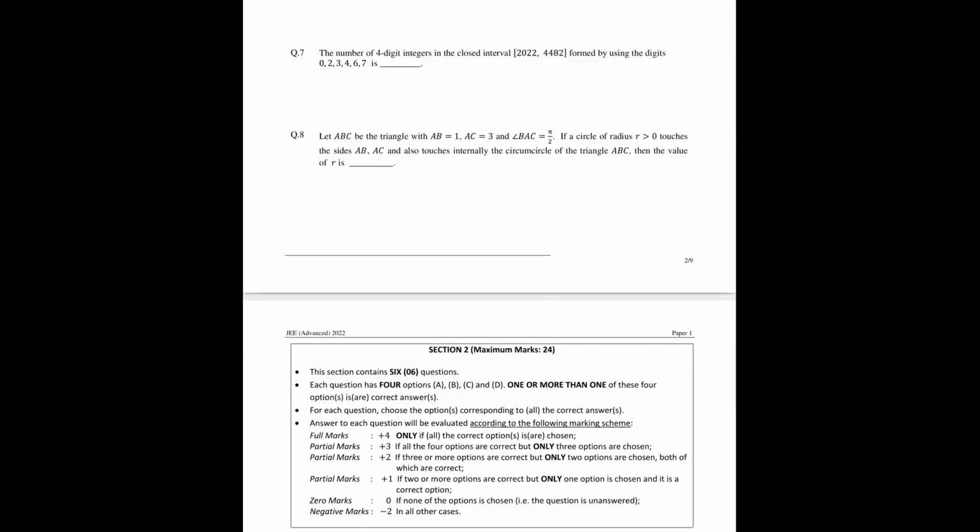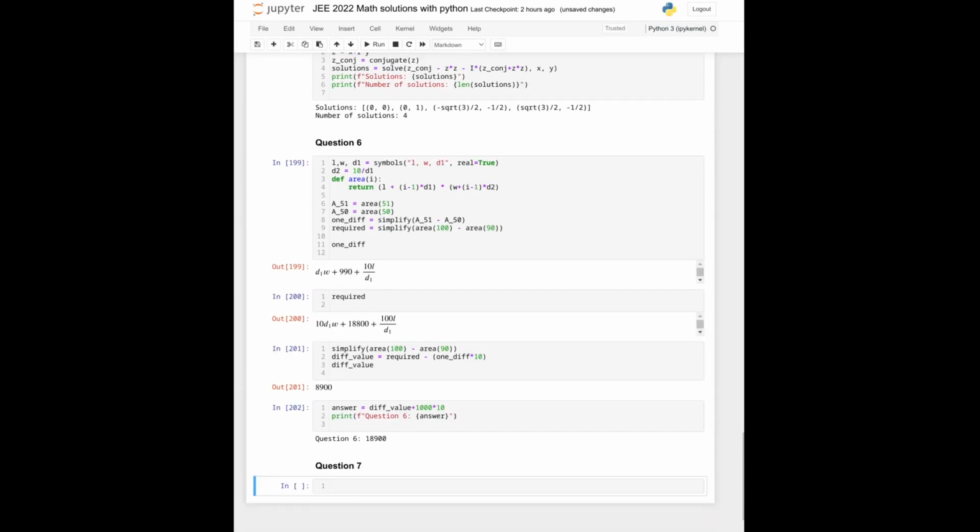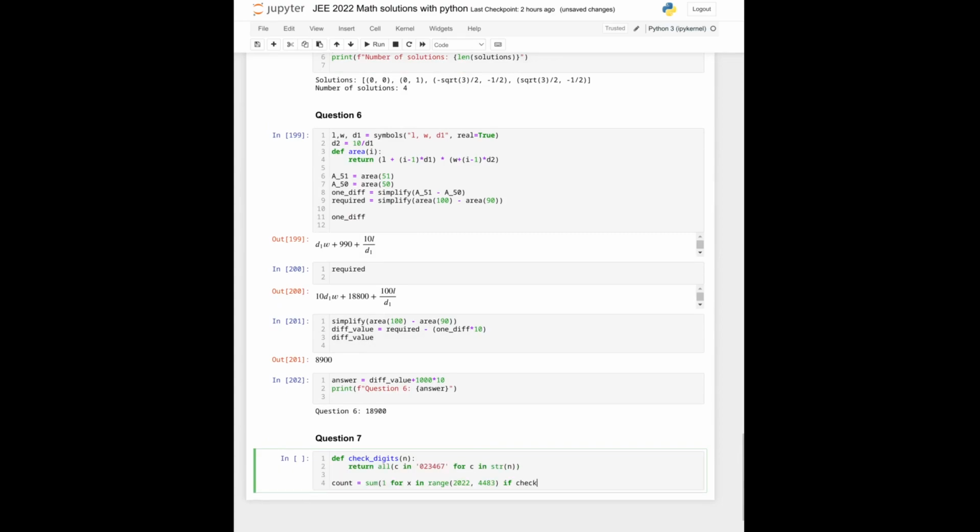Question 7. This question is really simple to do in Python. Let's just write a function for it. So the answer is 569.